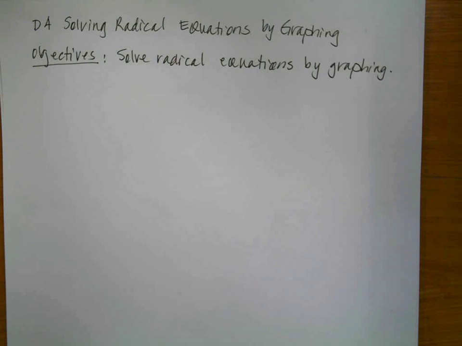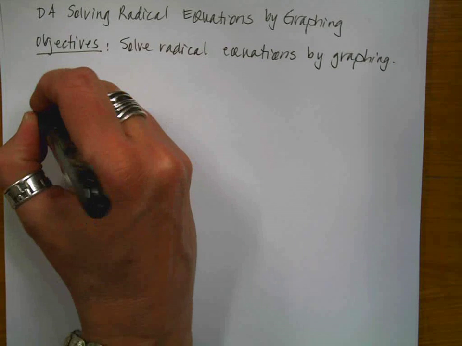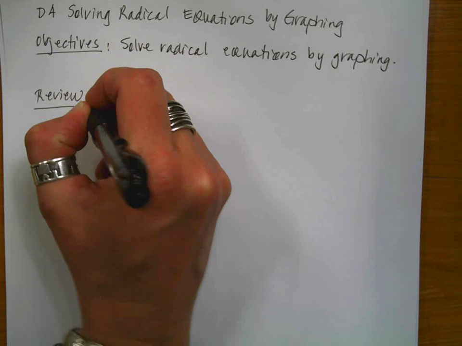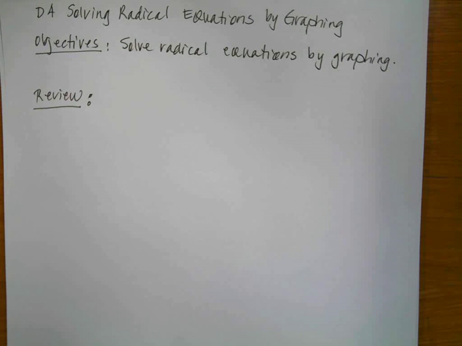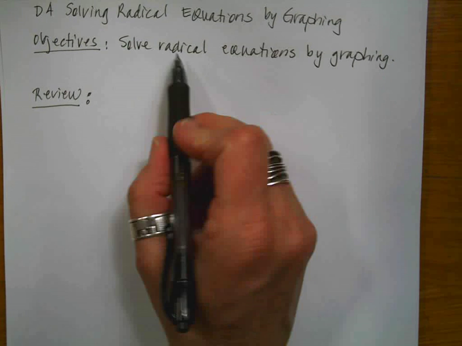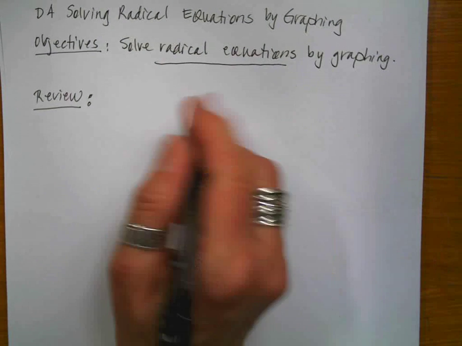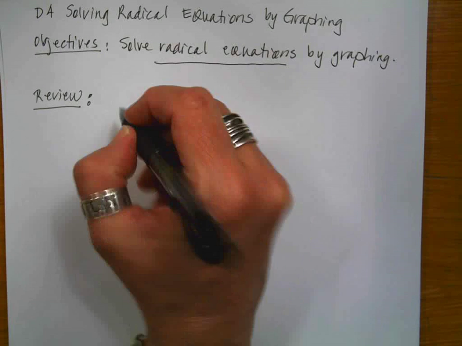We're going to be solving radical equations by graphing. Our objectives are that we're going to solve radical equations by graphing. If we review what we have done before, because we have solved equations by graphing before, the only thing that's changed this time is now it's a radical equation. So here were our basic steps.